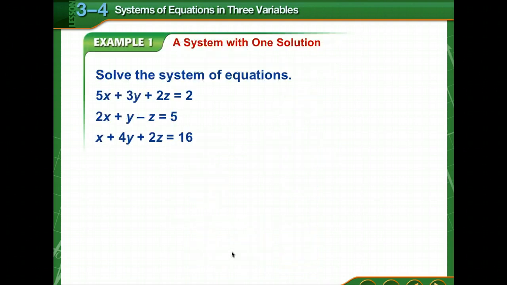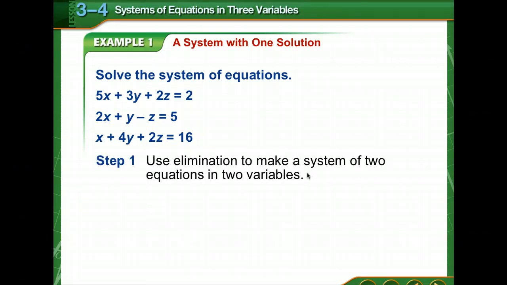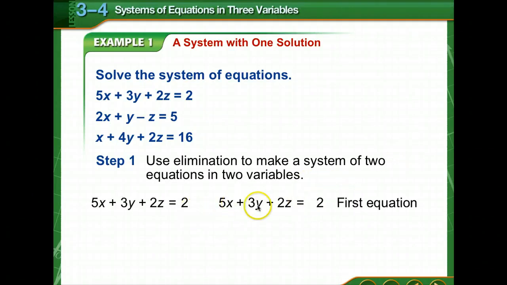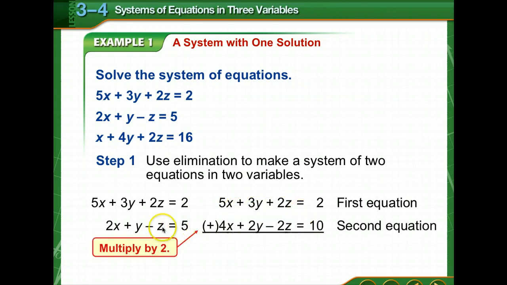So let's look at a system with one solution. We're going to begin solving it similarly to what we did with 2 variables. First of all, we're going to pick one variable to eliminate for all 3 equations. We're going to use elimination to make a system of 2 equations in 2 variables. So here's the first equation: 5x plus 3y plus 2z is equal to 2. Now we're going to take this second equation and multiply it by 2.